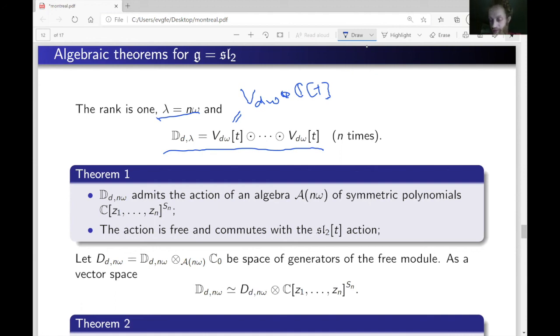What is the theorem? The theorem says that this global Demazure module admits an action of an associative algebra, A and omega. This algebra is nothing but the algebra of symmetric polynomials in n variables. So you see it does not depend on D, but does depend on n. And this action is free and commutes with the SL2 of T action. So if you take the coinvariants, the space of generators of these free modules, then you again get the module of the current algebra.